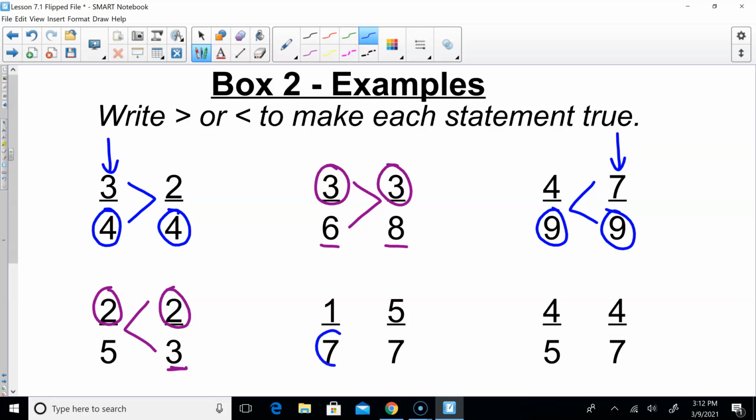And here we got our denominators are the same. So look at our numerators. We know 5/7 is greater than 1/7, or as I have it written, 1/7 is less than 5/7. And last but not least, we got numerators that are the same. So we can find denominators. Whichever one's the smaller one is the bigger one, which means 4/5 is greater than 4/7. So hopefully you can make it through these examples feeling confident about comparing non-unit fractions that have either the same numerator or the same denominator.